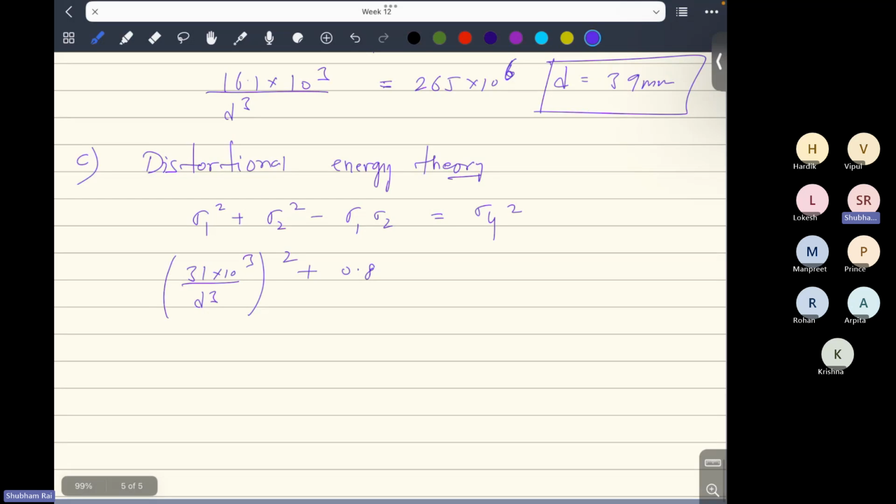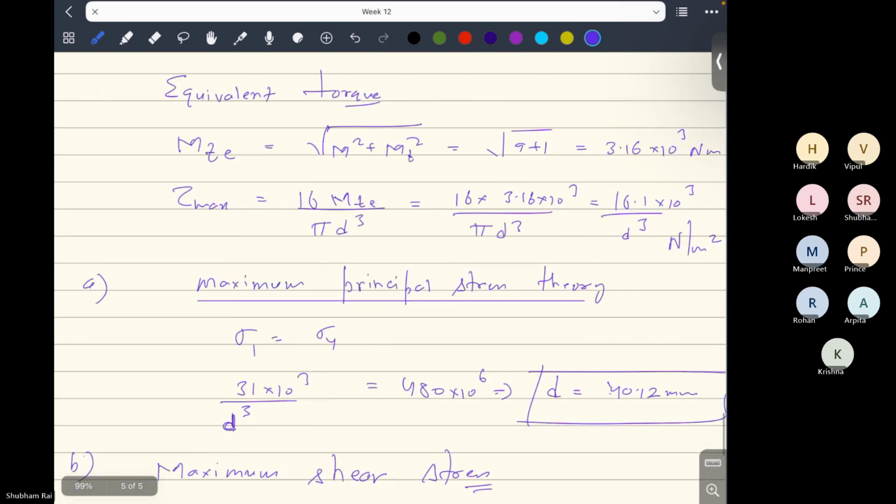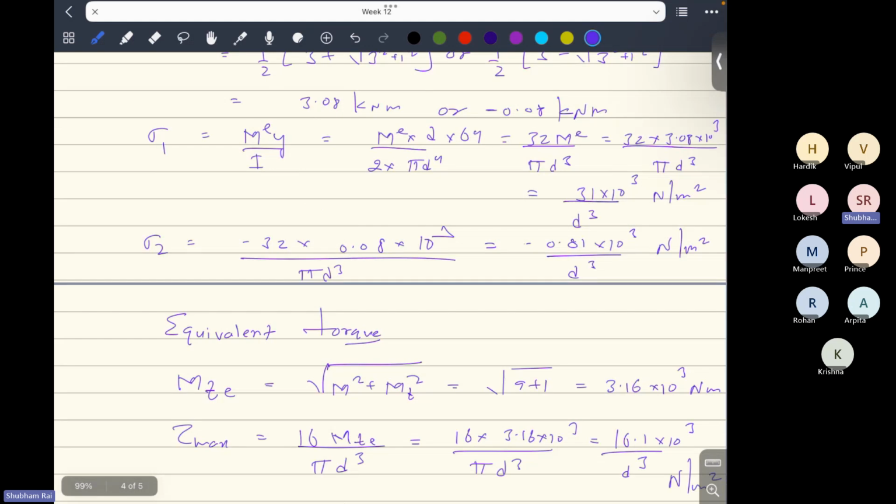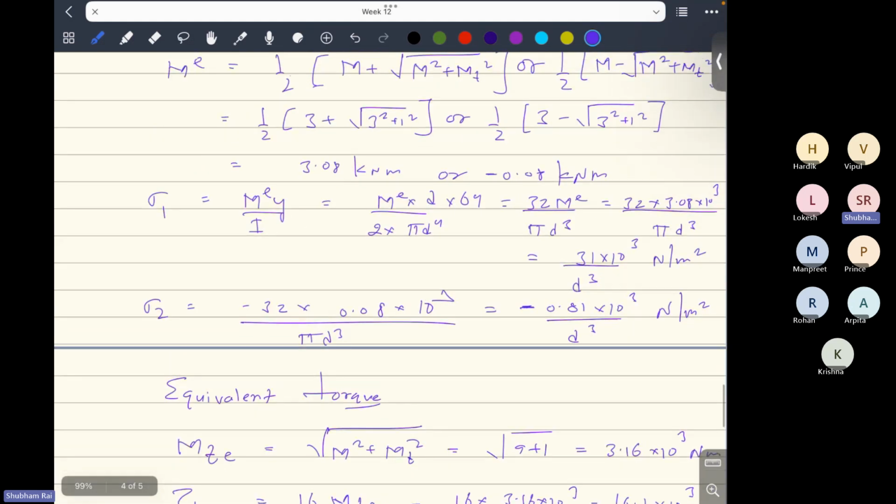So 0.8 approximately into 10 to the power 3 divided by d cube, to the whole square, minus sigma 1 sigma 2, so that will be 31 into 10 to the power 3 over d cube, and 0.8 into minus, should be plus or something. Sigma 2 is minus, right?